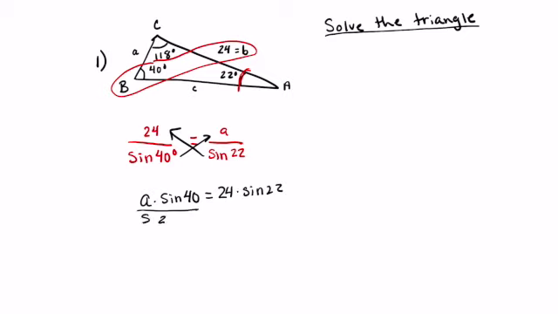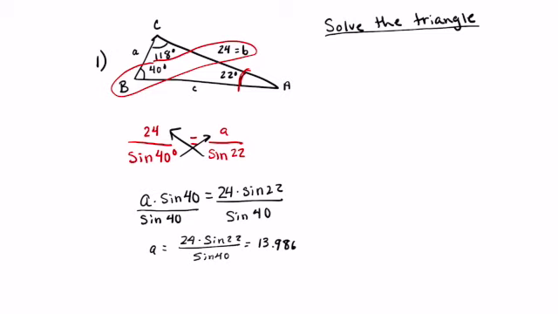Divide both sides by the sine of 40. So a equals 24 times the sine of 22 over the sine of 40, which equals, and make sure that your calculator at this point is in degree mode because we're working with triangles, 13.986. So that is the length of side a.